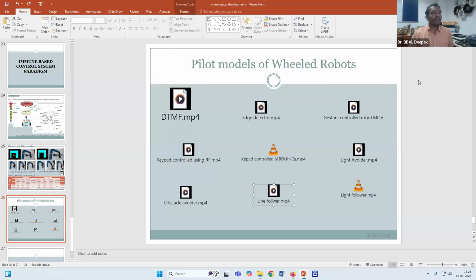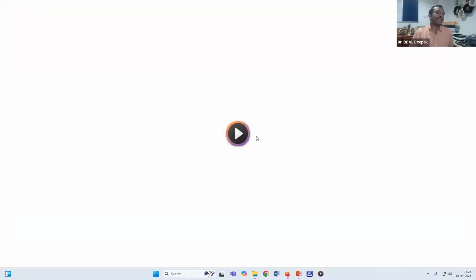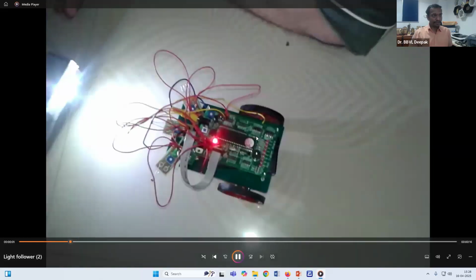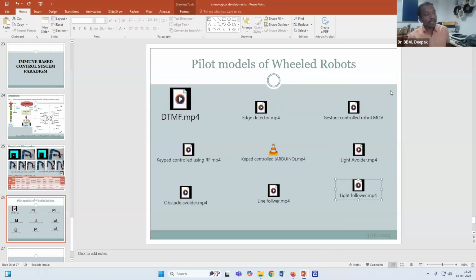Then, of course, the previous one was a light avoider; this is a light follower, where the light is, it follows the light. So these are a few of the robots that have been developed. Of course, we have some more robots also, but I am unable to see them here.